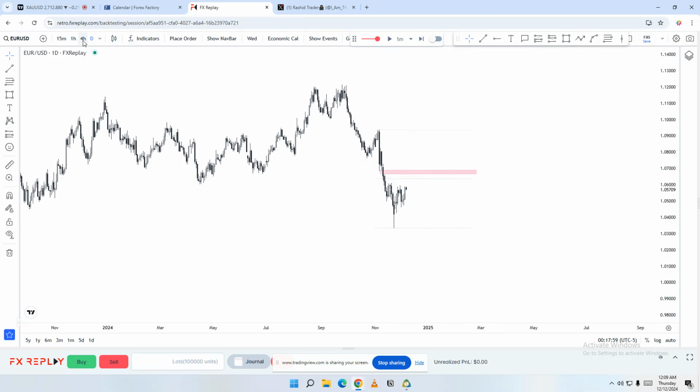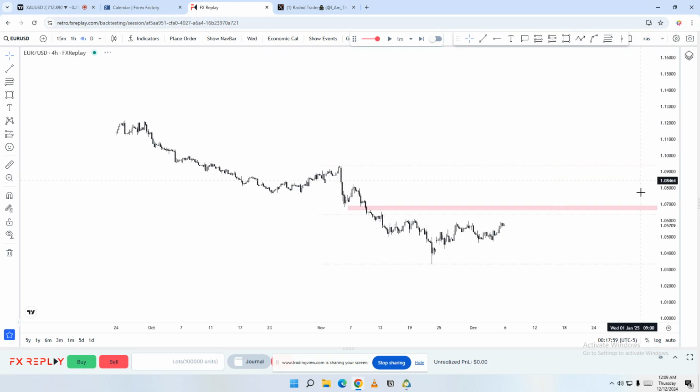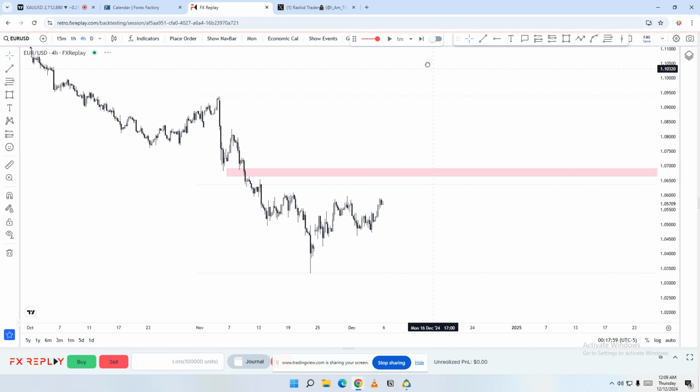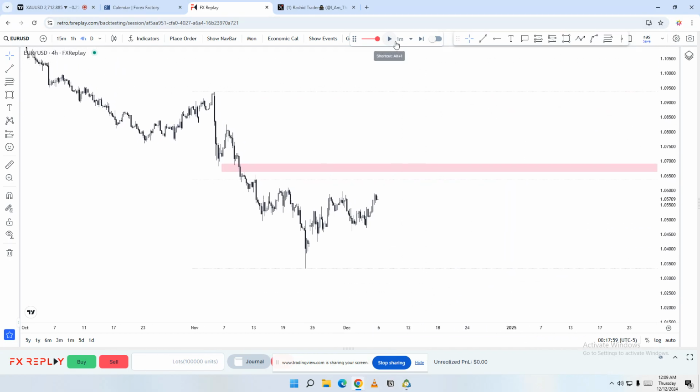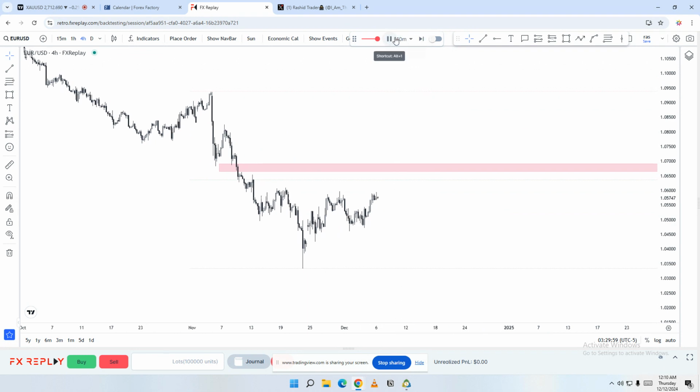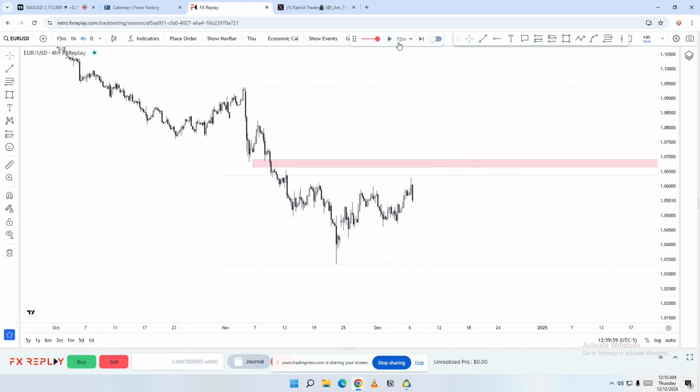Then I moved to the 4 hour, where I was observing the price. Let's play a little bit forward here to get to see what I was just looking at in the price. Okay, let's go a little bit faster here. All right, so that was what I saw on the daily chart that caught my attention.